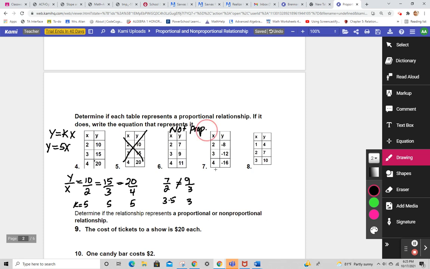Not proportional. I'll just abbreviate. Let's try the next one.